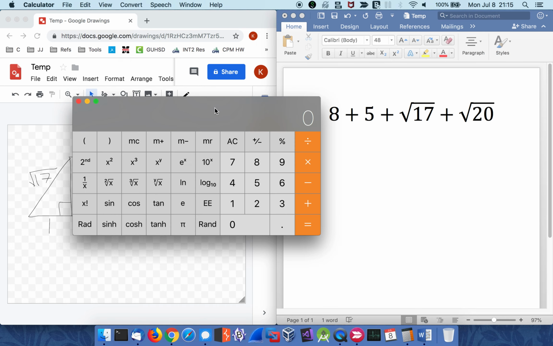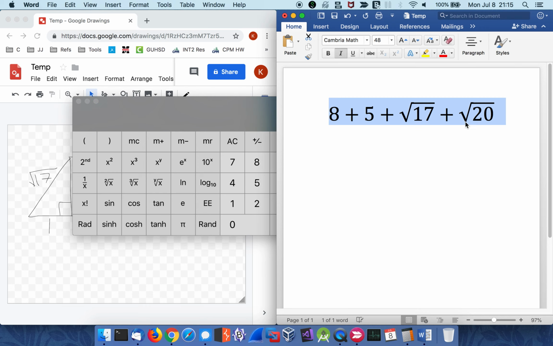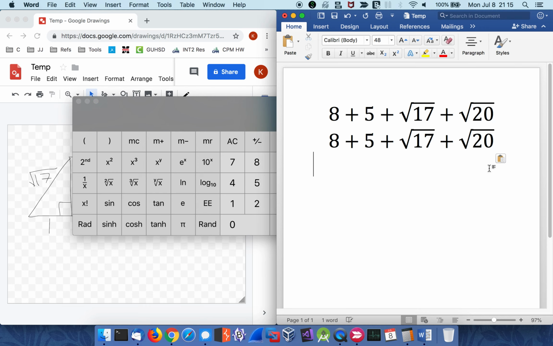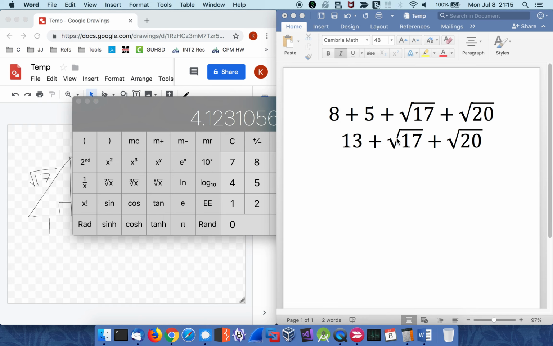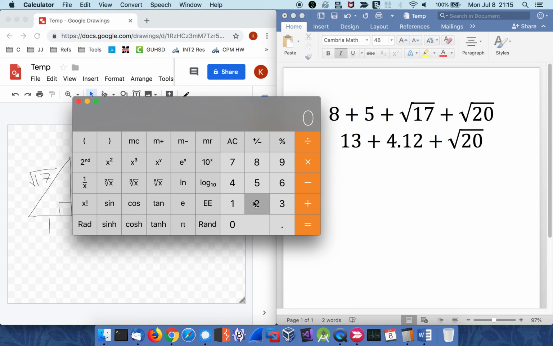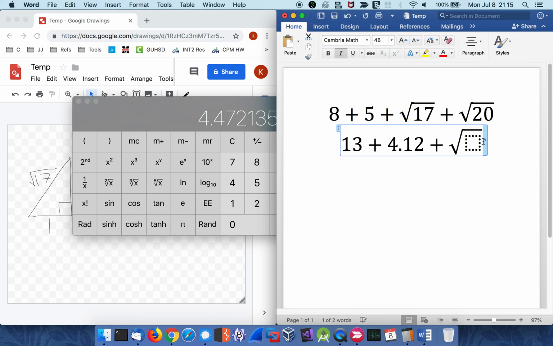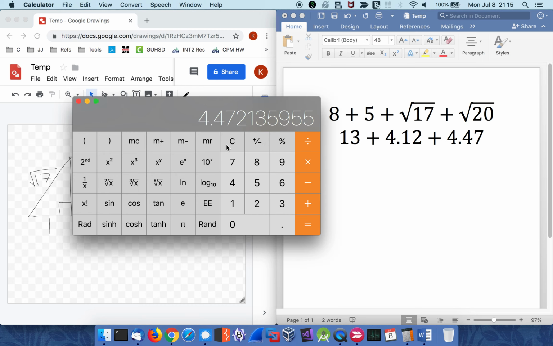So let's go ahead and see what this is, because I don't know what these are. So this is going to be 13, right? And then plus those two. So what is the square root of 17? So 17 square root is 4.12-ish. And then let's do 20 square root is 4.47-ish. So 4.47. And then we can add those up.